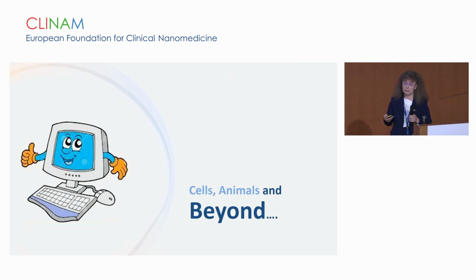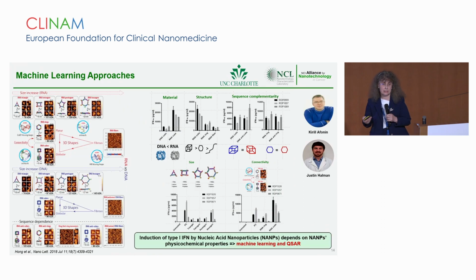So what's beyond in vitro and in vivo? Here, I would like to use an example of our collaboration with Professor Afonin at the University of North Carolina in Charlotte. Professor Afonin and his team prepared a library of nanomaterials made of RNA and DNA or RNA-DNA hybrids, and my team at NCL analyzed their unique immunological signatures, which in this case include type 1 interferons. What we found is that material type, RNA more than DNA, and structure, with globular particles being more immunostimulatory than the fibrous particles, size and connectivity contribute to the immunorecognition of these materials, but sequence complementarity didn't matter so much.